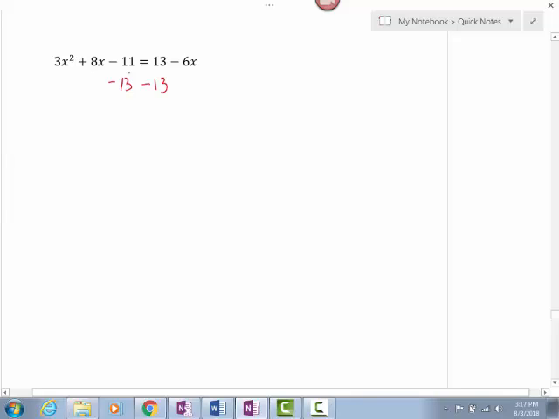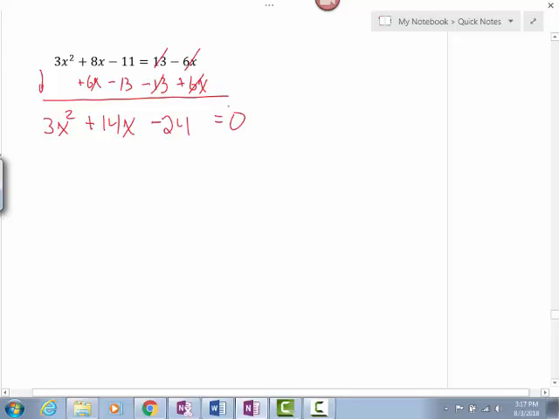And I'm going to need to do the same thing with a 6x over here. Since it's a negative 6x, I'm going to put a positive 6x. And I'm going to put it underneath the 8x, because that's the one that I can combine it with, right? So now I'm just going to come straight down. 3x squared. 8 plus 6, 14x. Negative 11 minus 13, negative 24. Those are going to cancel, those are going to cancel, which means I have 0 on that side.